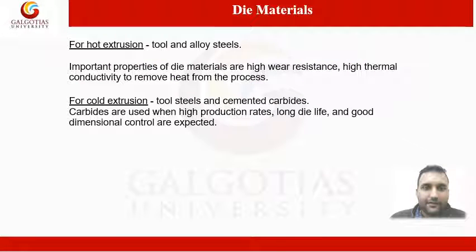Next part is the die material for the extrusion process. For hot extrusion, tool and alloy steels are used. Important properties of die materials are high wear resistance and high thermal conductivity to remove heat from the process. For cold extrusion, tool steel and cemented carbide are used. Carbides are used when high production rate, longer tool life, and good dimensional control are expected from this process.